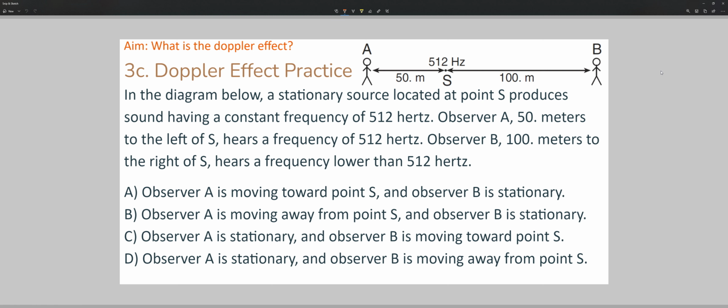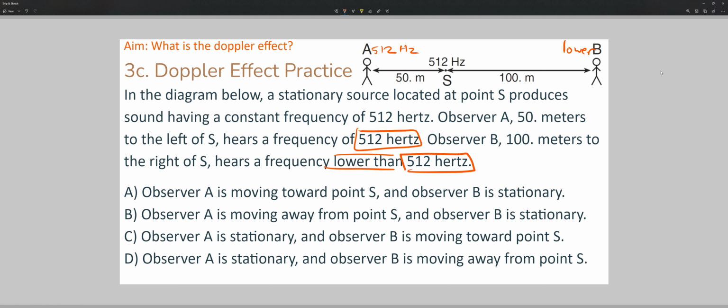So in the diagram below, a stationary source located at point S produces a sound having a constant frequency of 512 Hz. Observer A is 50 meters to the left of S, and hears a frequency of 512 Hz. Observer B, 100 meters to the right of S, hears a frequency lower than 512 Hz. So A here is the same, 512, and B here is a lower frequency.